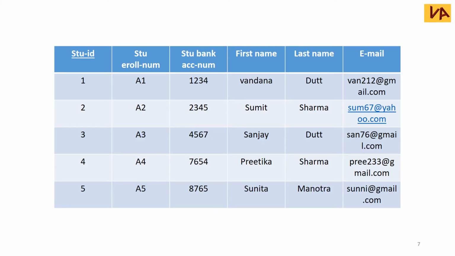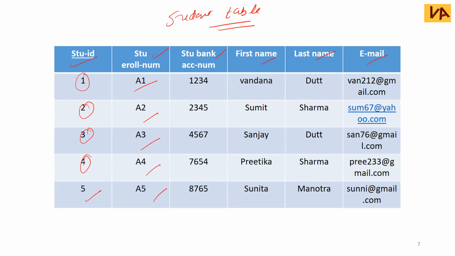For example, this is the table in front of you, the student table, right? In the student table you have the columns student ID, student enrollment number, student bank account number, first name, last name and email ID. You are seeing that in student ID we have all different values: 1, 2, 3, 4 and 5. In the enrollment number also each person has an individual and unique value, and each student has a different and unique bank account number.